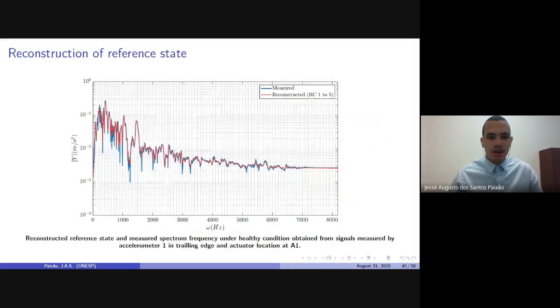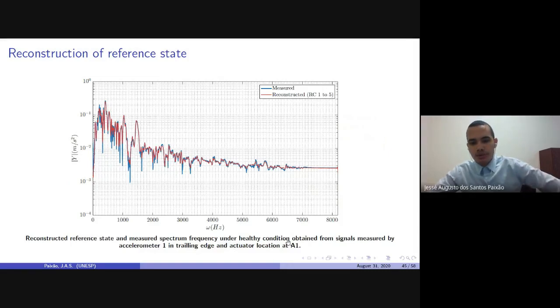Here we have an example of a signal acquired by accelerometer 1 in the trailing edge, considering the actuator position A1, represented by the blue lines. This is the signal in the frequency domain, the measured signal, and we also present here the reconstructed signal using 5 principal components of our signal, represented by the red line. As you can see, the reconstructed signal is smoother than the measured signal. And this reconstructed signal is used to compute our feature vector.